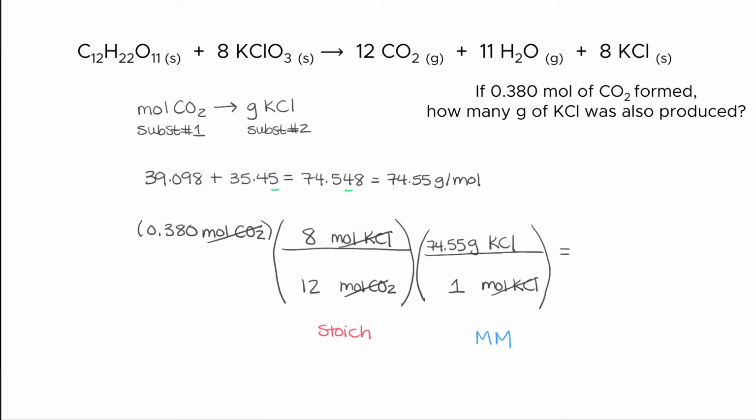Checking sig figs, we have 3 sig figs in our original value. Stoich is always exact, and we have 4 sig figs for our molar mass. So our final answer will be rounded to 3 sig figs. Doing the math, we have 0.380 times 8 times 74.55 divided by 12 gives us 18.9 grams of KCl.